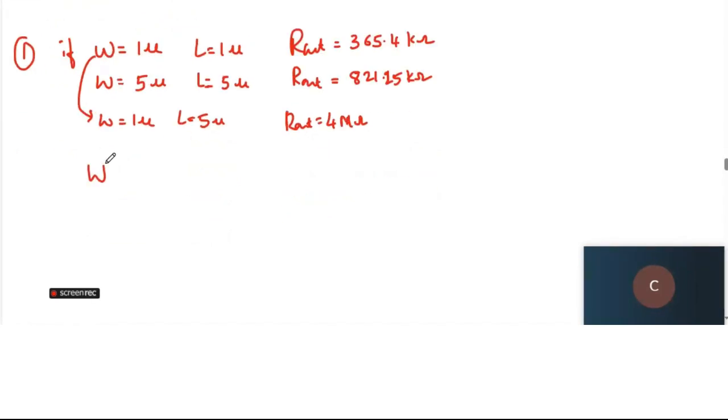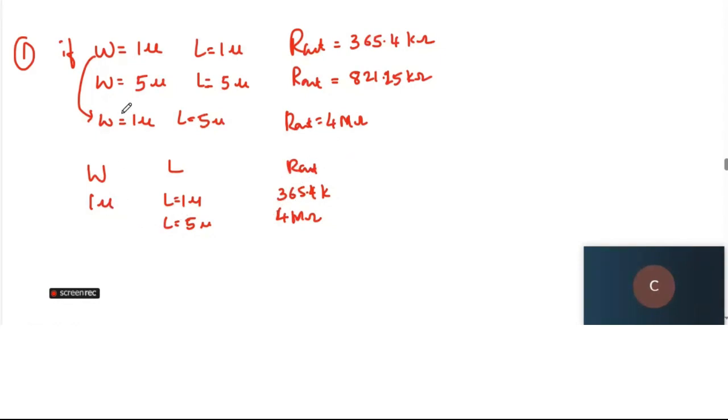If W equal to, I'm fixing it as 1 micro, L I change it to 1. And the moment I kept W as constant and changed L from 1 to 5 micro, my R out suddenly increased from kilo ohm to mega ohm. Isn't it interesting? Now see, that's what I was telling. It is always the variation of L that will define the final outcome, that is defining the R out.